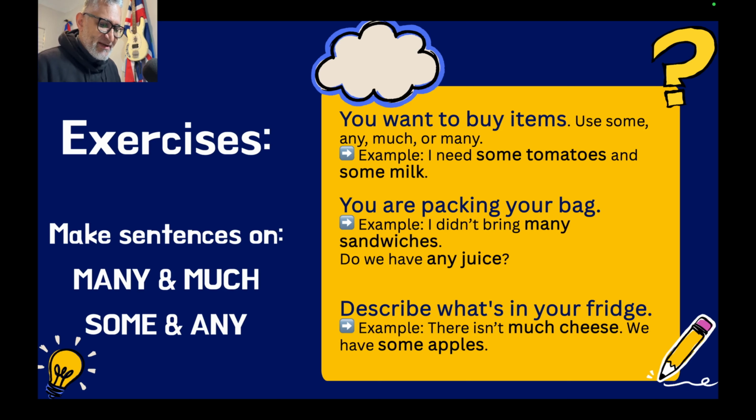So for the exercises, you're gonna make sentences using many, much, some, and any. You want to buy items. Use some, any, much, or many. Examples: I need some tomatoes and some milk. You can do your own examples, okay? This is just a recommendation for you guys, but you have a world of possibilities to do here.